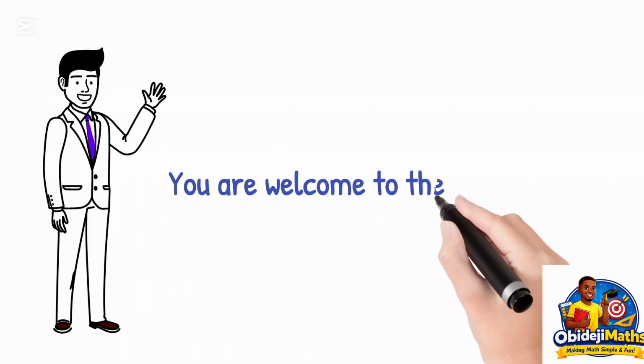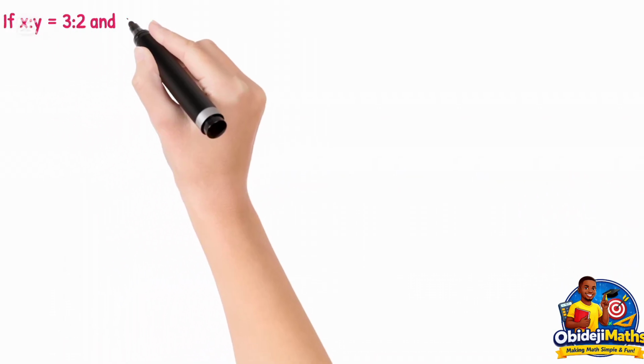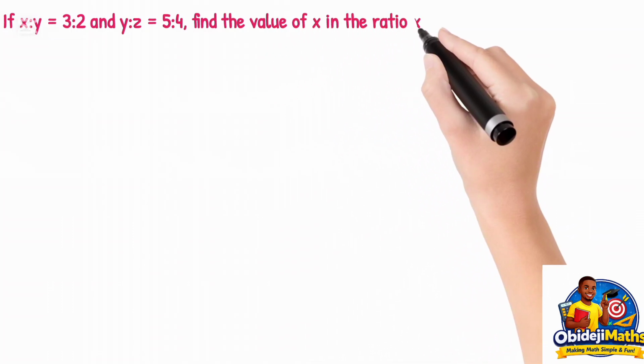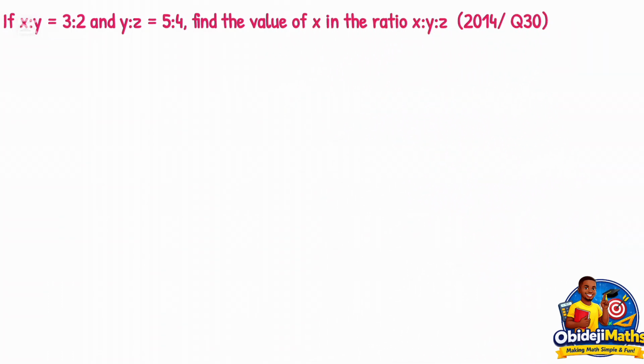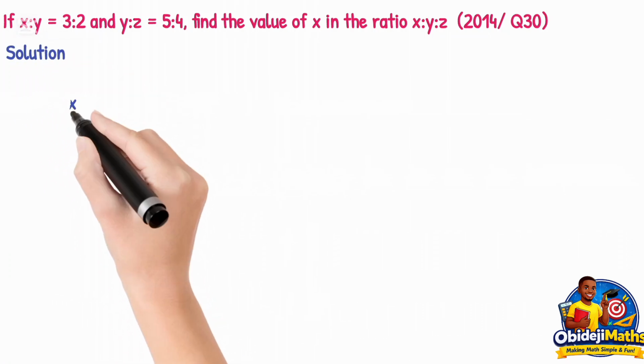Today we are going to solve questions on ratio. If x ratio y equals 3:2 and y ratio z equals 5:4, find the value of x in the ratio x ratio y ratio z. WAEC question 2014, question 30.